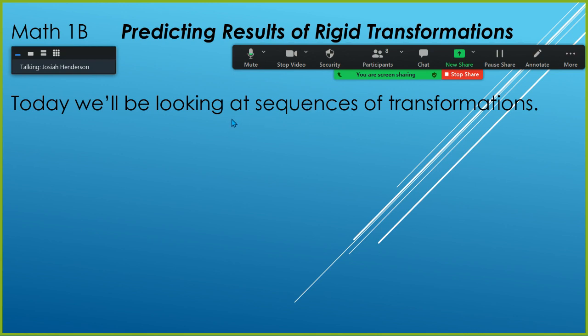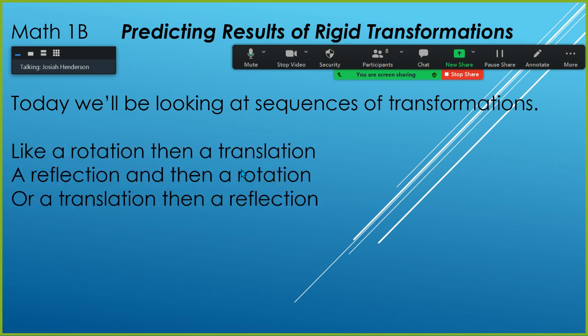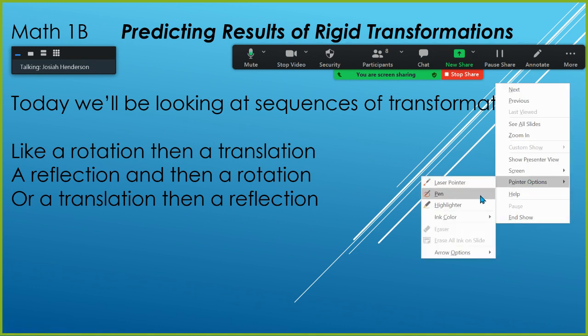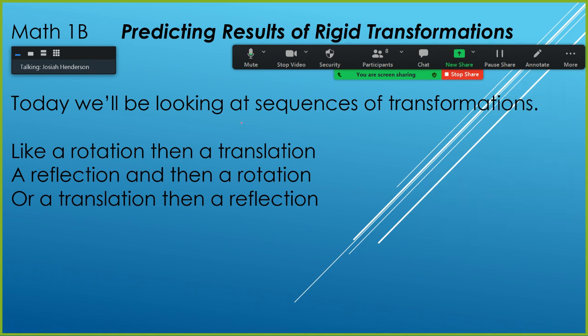Transformations, sequences, meaning we're going to do one after the other. So where will our figure be? Where will it land if we do a rotation and then a translation? If we do a reflection and then a rotation, or a translation and then a reflection? So any mix of those three. So we're going to be mixing together all three of our different transformations. We won't be using dilations, just these three.